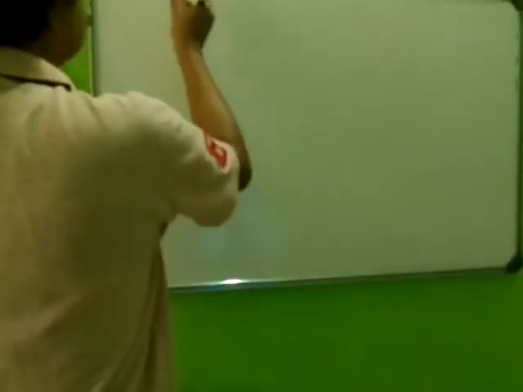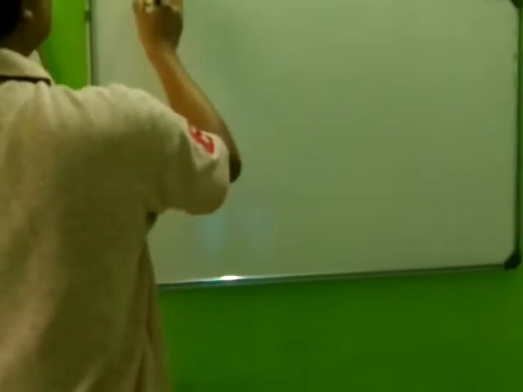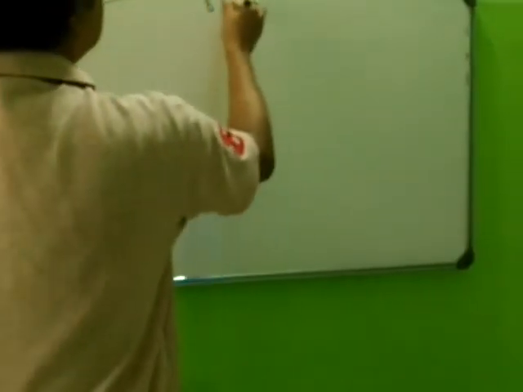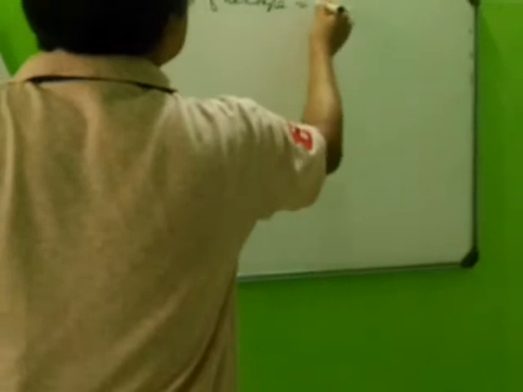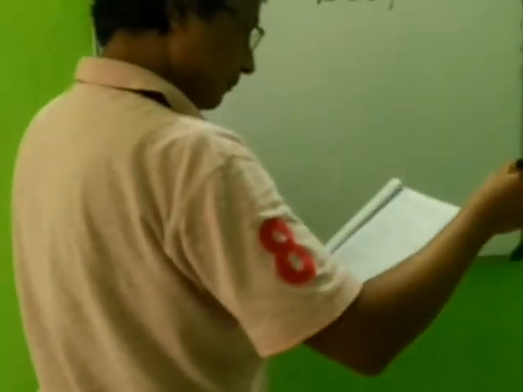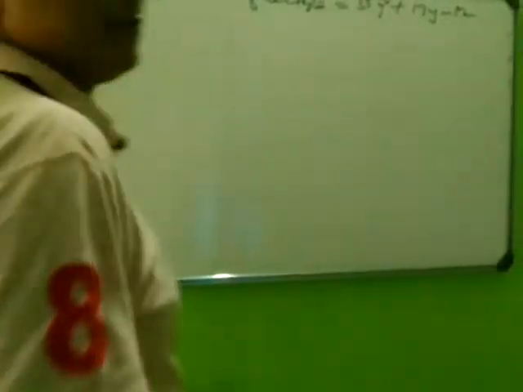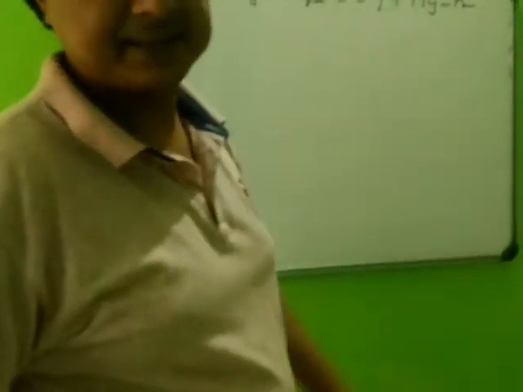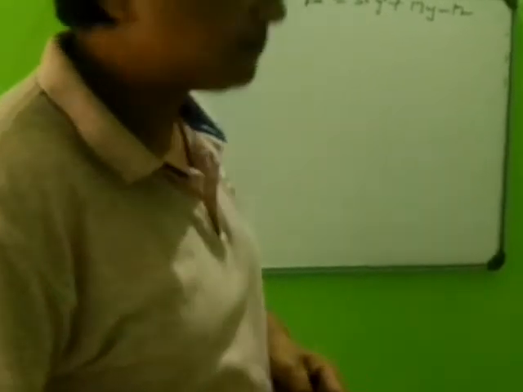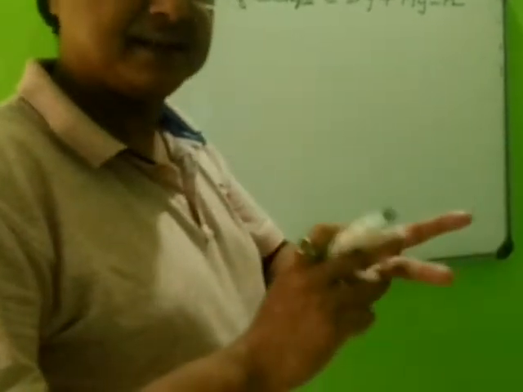Let us take the second one, the area of a rectangle. The area of the rectangle equals 35y square plus 13y minus 12. You are to find the length and the breadth, that is, the possible dimensions. Area means two dimensions, so length and breadth.